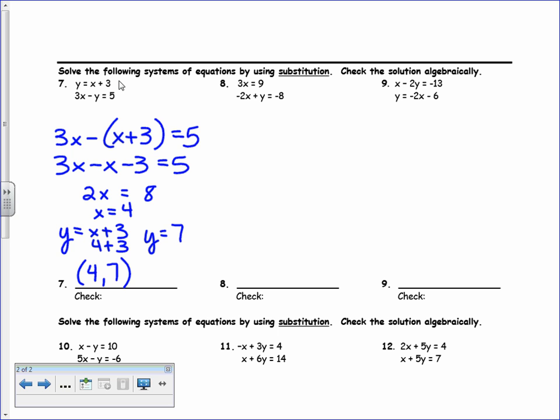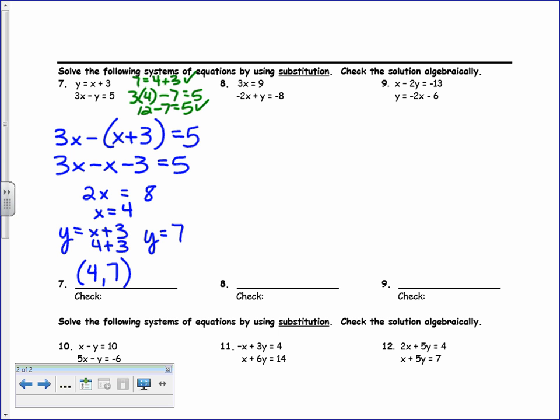So for this one, I have 7. I'm substituting in my values. 7 equals 4 plus 3. And sure enough, we should know 4 plus 3 equals 7, so that checks. Here I have 3 times 4 minus 7 equals 5. 12 minus 7, sure enough, equals 5. So that one checks out as well.